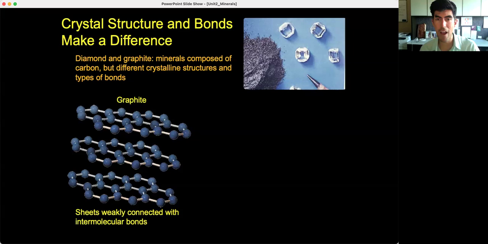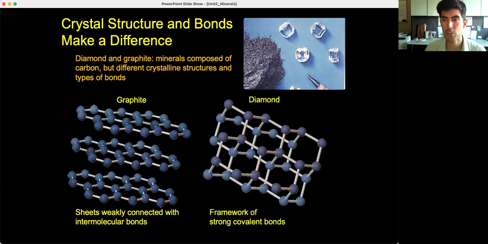Here's another example of how the crystal structure inside the mineral really controls the hardness of that mineral. Graphite, which is commonly used in pencils for writing, is made out of carbon. And those carbon atoms are really weakly bonded together through those intermolecular forces that we talked about. Those are the weakest bonds, which makes sense. You use a pencil to write on a piece of paper, and so you don't want it to be very hard.